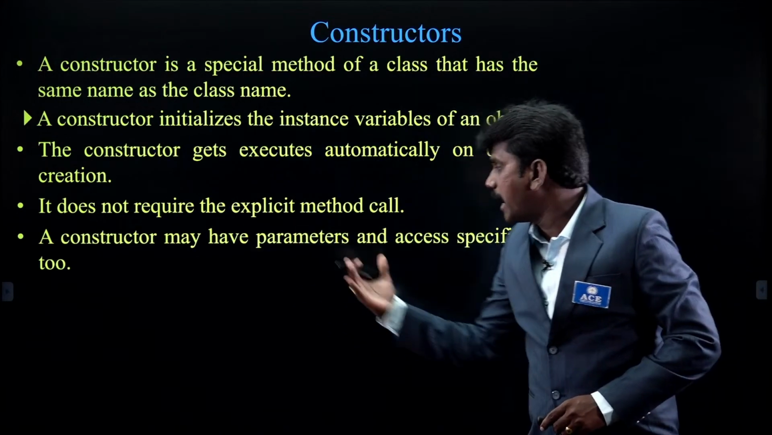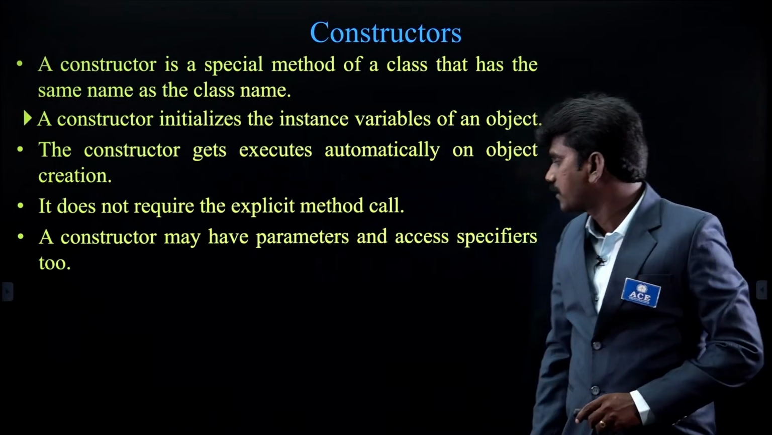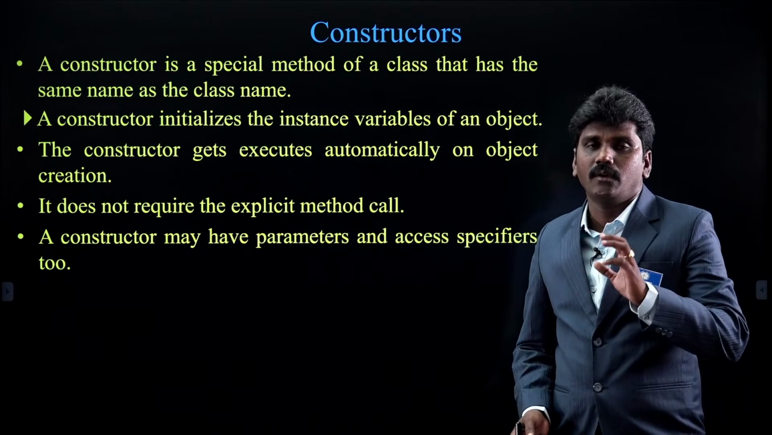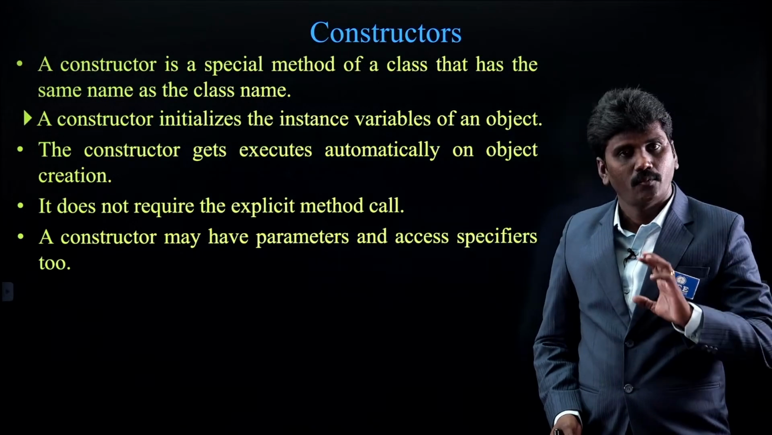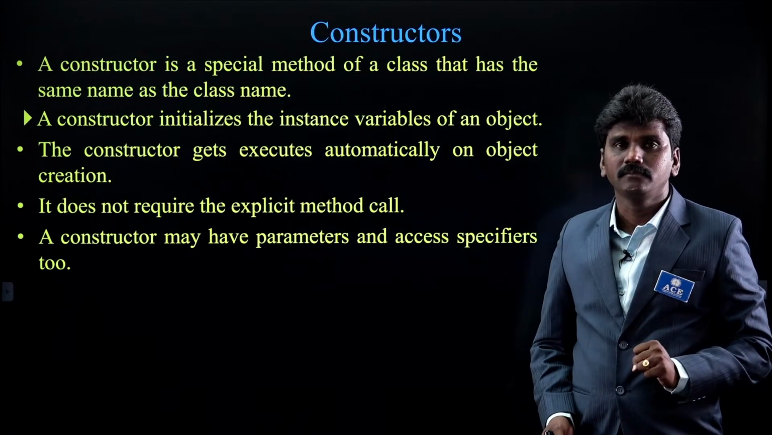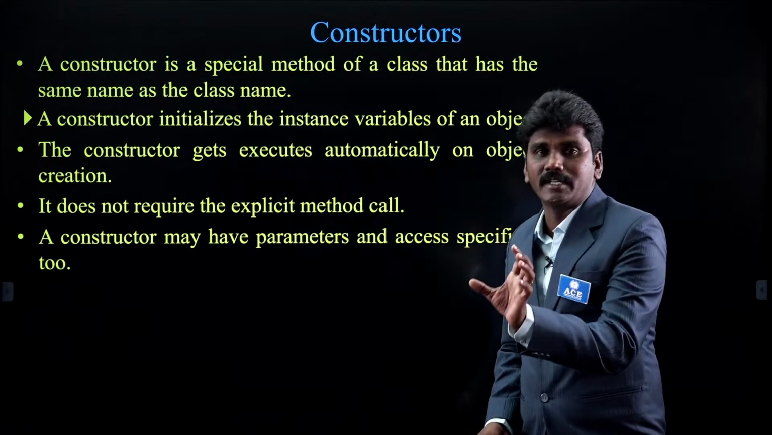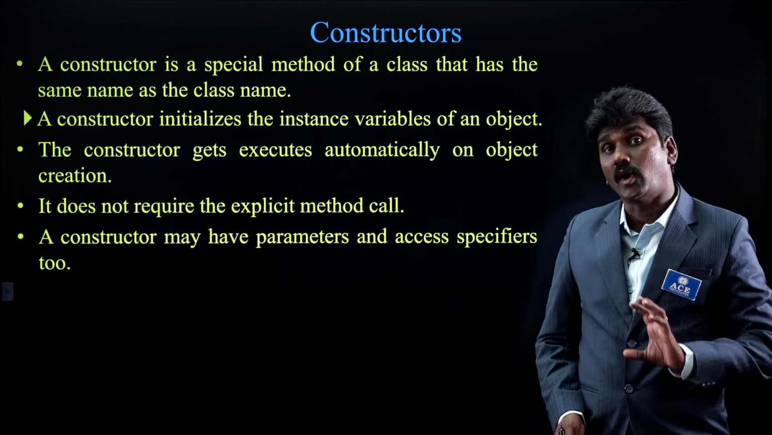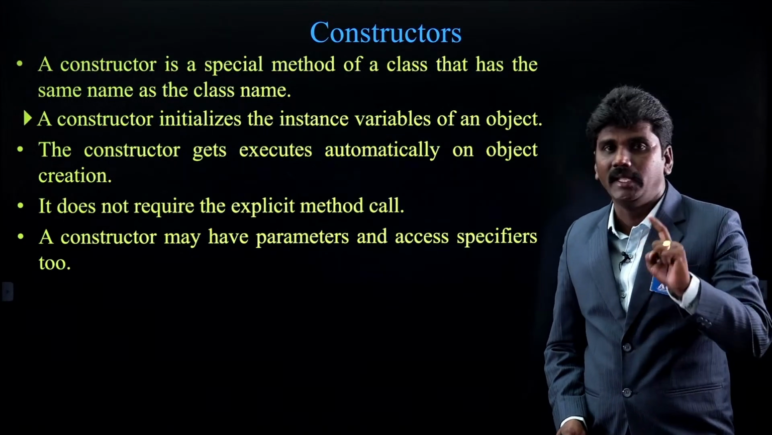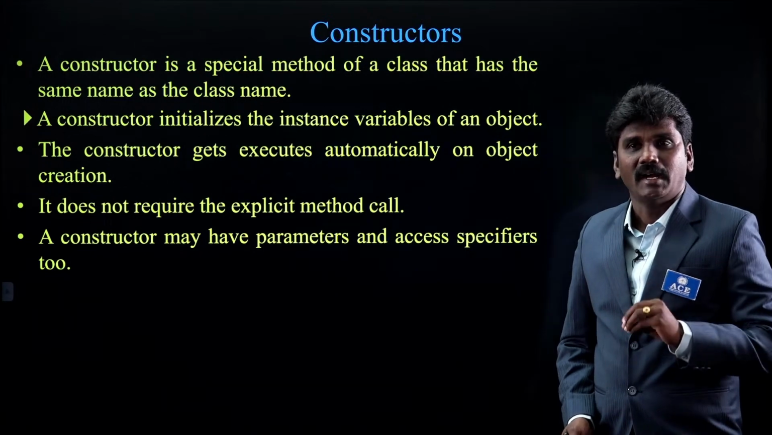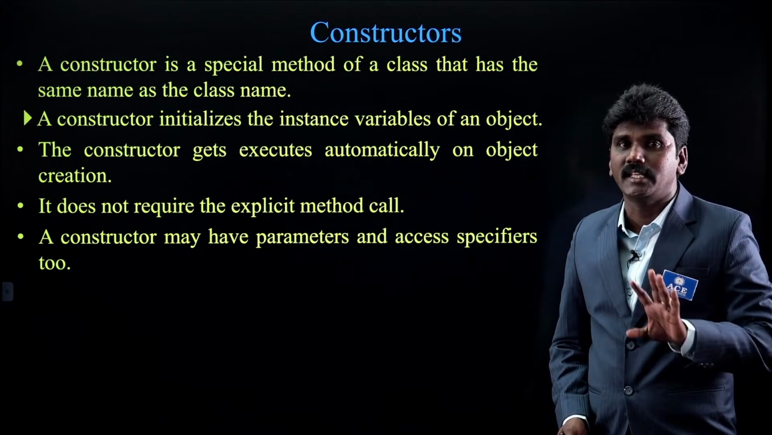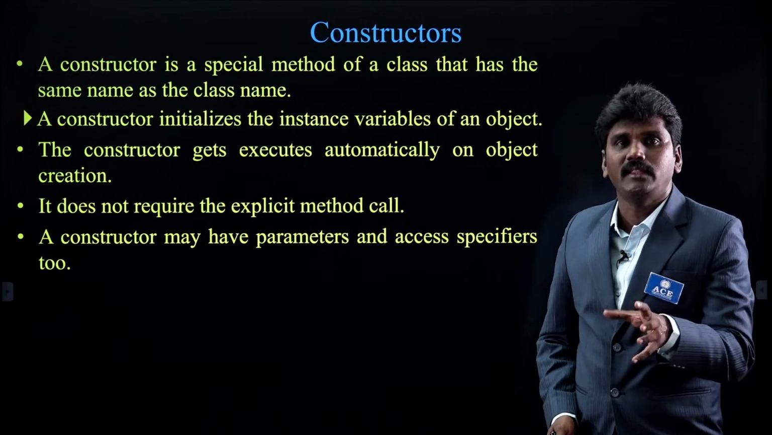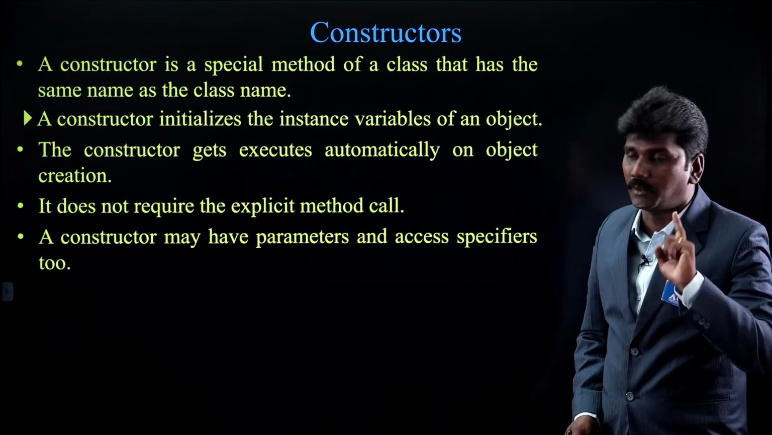Next one, a constructor may have parameters and access specifiers too. So one important point we have to keep in our mind is that to the constructor we can pass the arguments. So inside the constructor we can have the parameters also. Right? Along with the constructor we can have the access specifiers. What access specifiers are there in Java? Public, private, protected and default. There are 4 access specifiers in Java. Those access specifiers we can put in front of the constructor. That is the most important point.